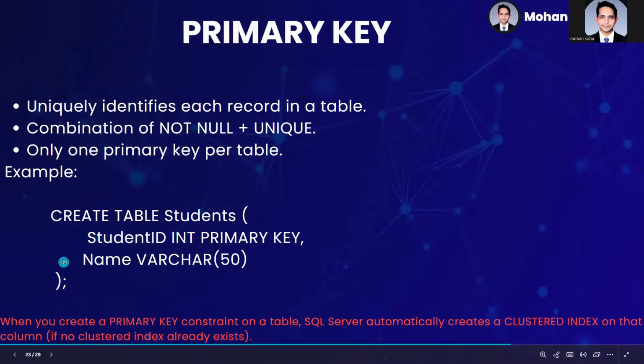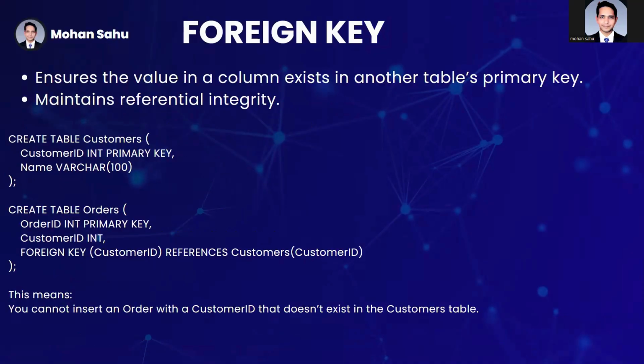And an important thing is that when you create a primary key constraint on a table, SQL Server automatically creates a clustered index on that particular column. The condition is that there should not already be an existing clustered index. So these things we will also cover in later sessions.